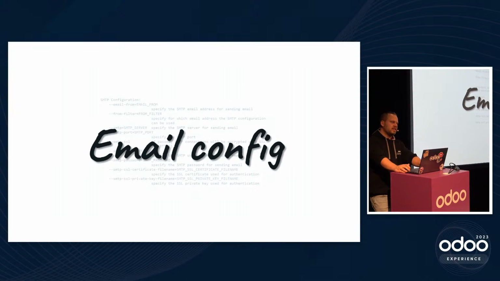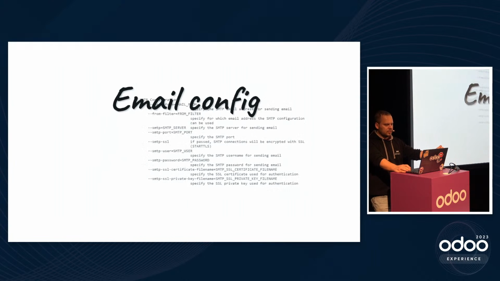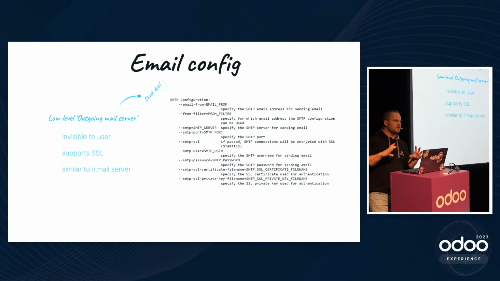Email is an interesting subject because it's kind of a duplicate of what we do inside of Odoo itself with the outgoing email servers, but it allows you to make this complete configuration invisible to the user of the system, even the admin of the system. That's what we do on our cloud, for example.